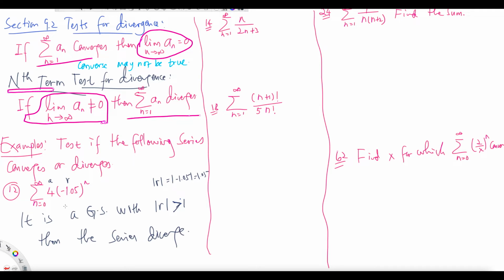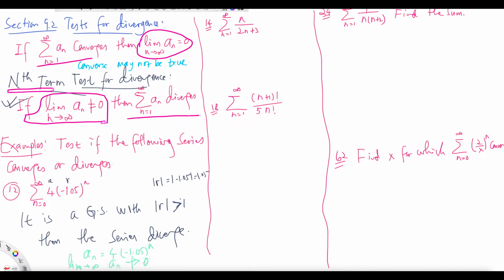This is one way. Another way: if you want to use the divergence theorem, what is a of n here? Here a of n is equal to 4 times (-1.05) to the n, right? Now take the limit as n tends to infinity. What happens? As n tends to infinity, a n does not go to 0, right? Because it is going to almost negative infinity, and it is going to negative infinity, so it is not going to 0.